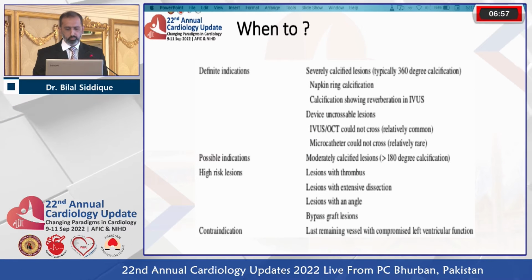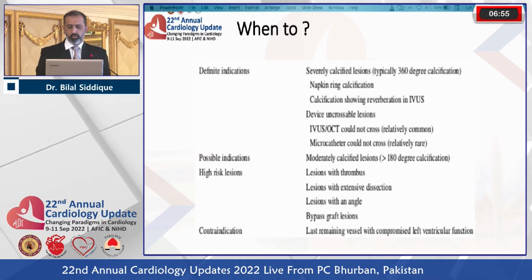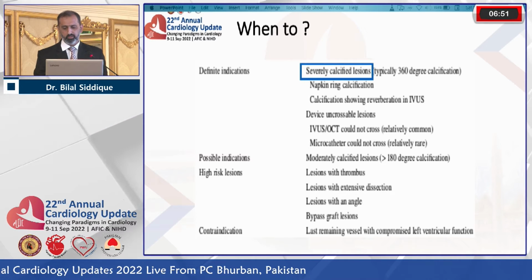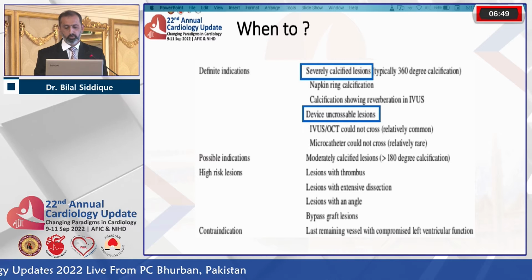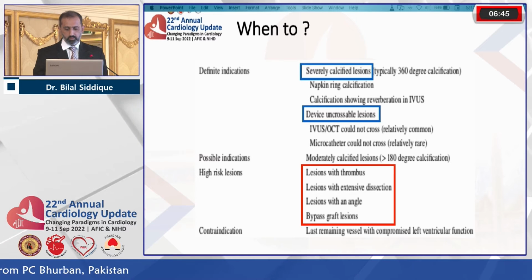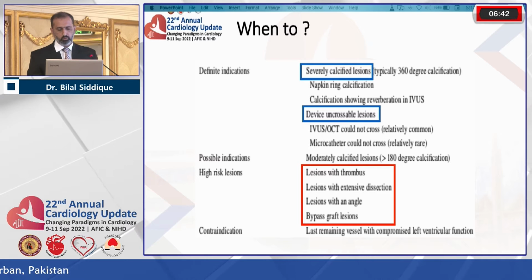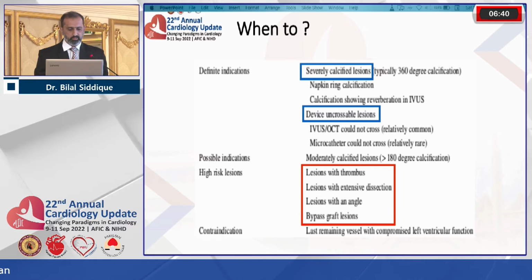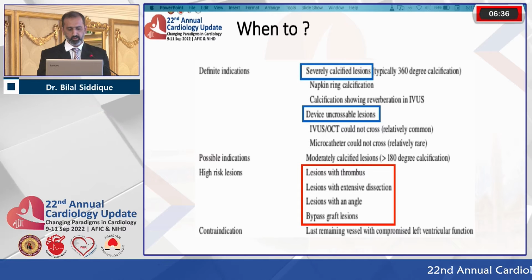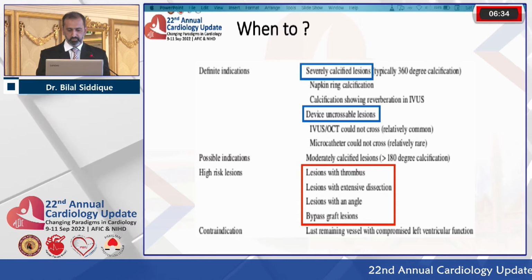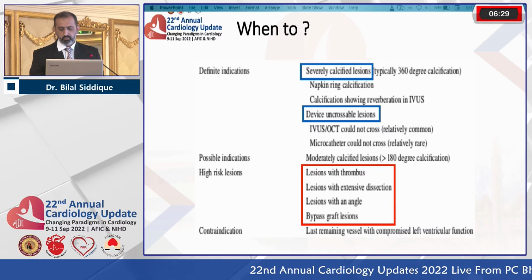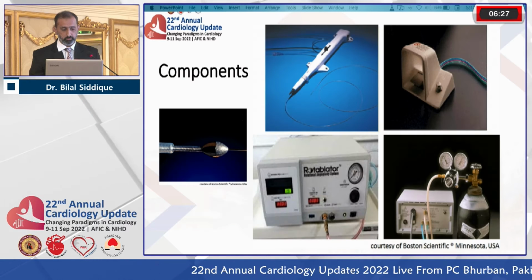So when to do rotablation? It can either be done upfront in severely calcific lesions or as a bailout in device-uncrossable lesions where balloons, microcatheters, IVUS, OCT couldn't cross. High-risk lesions where one should be very cautious using rota are lesions with thrombus, lesions with extensive dissection, lesions with an angle, and bypass graft lesions. Currently, it is said not to perform rota in last remaining vessels with compromised LV function.